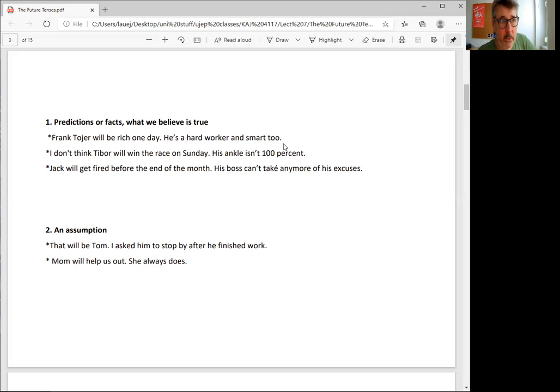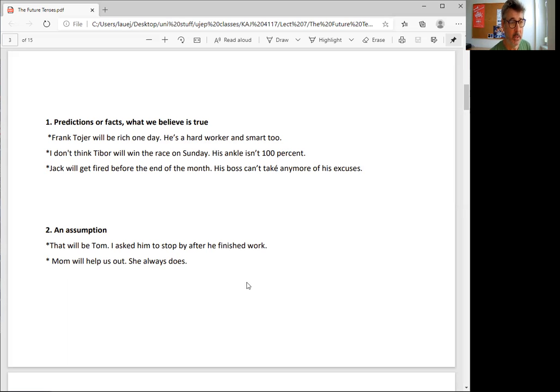Now, another place we use will is an assumption. And I don't know if you know what this means, but assumption comes from the verb assume. And it means I just accept it to be true. All right. And so we make assumptions all the time, because we assume things are going to happen or assume things to be true.